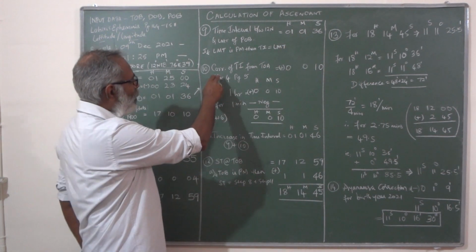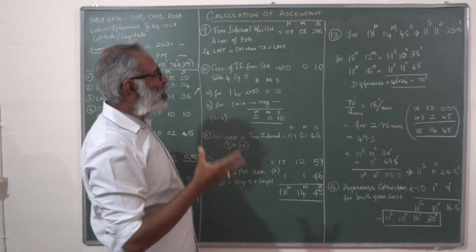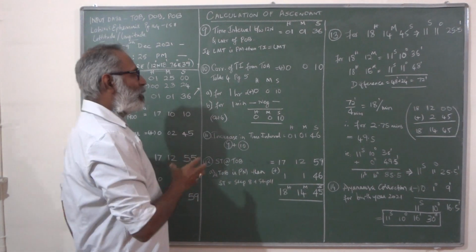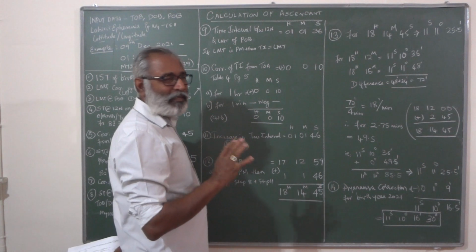So correction of time interval. Though the time interval was taken, once again a correction has to be done. There are a lot of errors which have to be set right. That is why this is called Drigganita, where errors are set right.